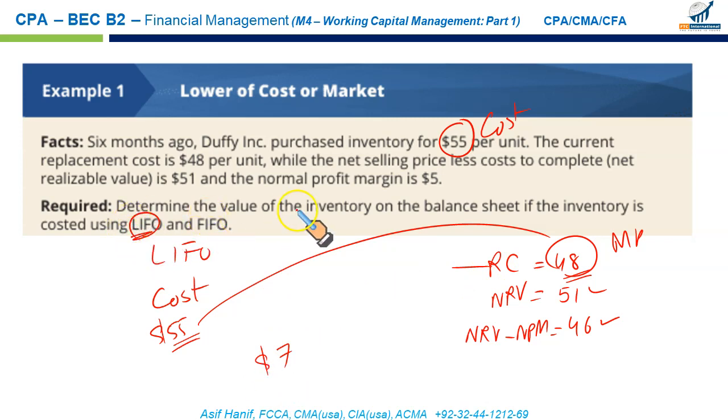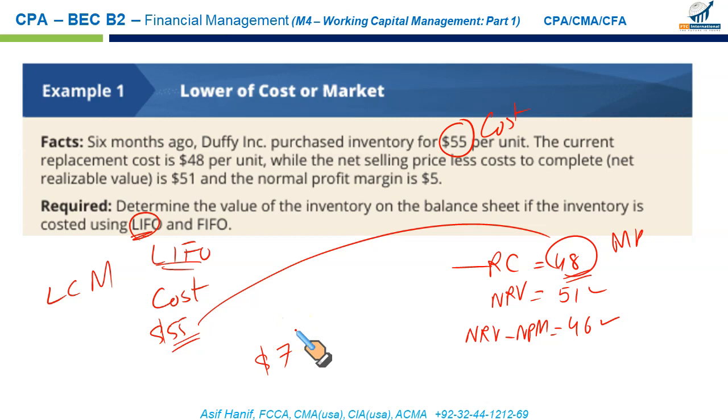Remember, determine the value of inventory on the balance sheet date if the inventory is costed using LIFO. That's what you do. You use the LCM rule. LCM rule stands for the lower of cost and designated market price. And what is designated market price? Designated market price is the middle of these three numbers. And you compare that mid number with the cost. Whichever is lower becomes the base.